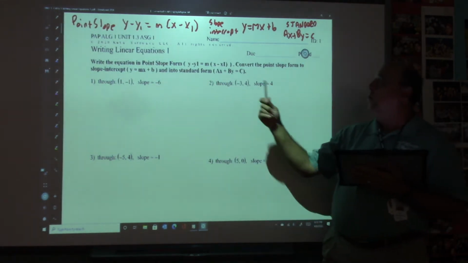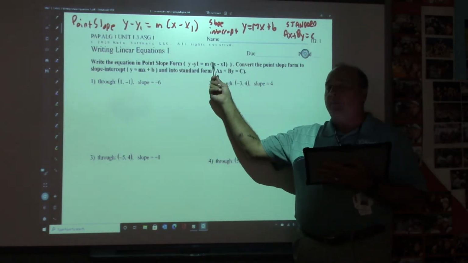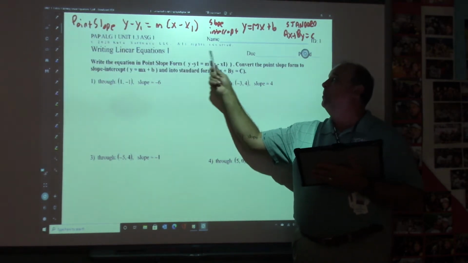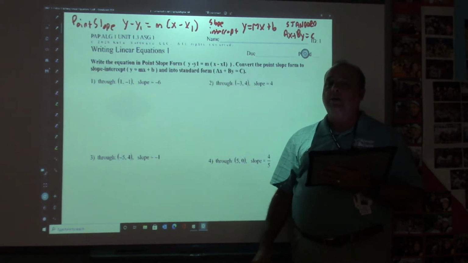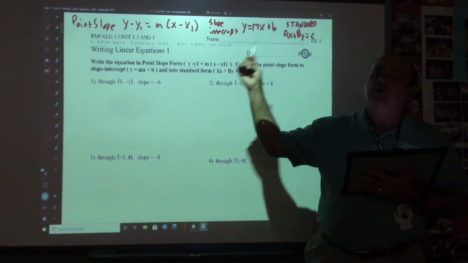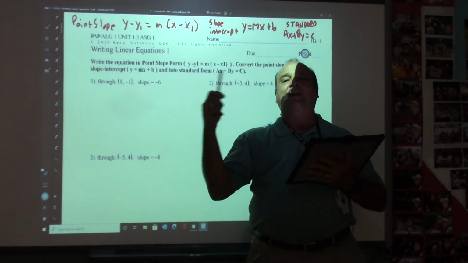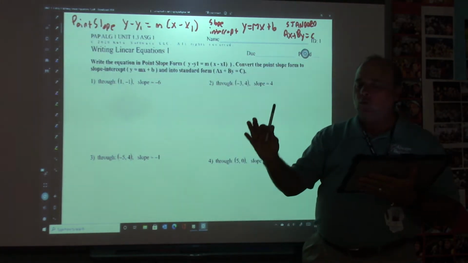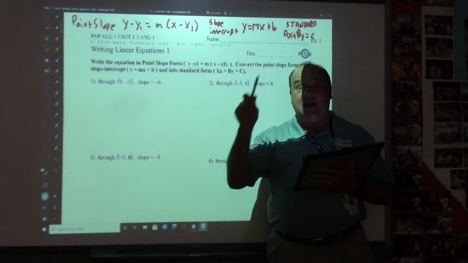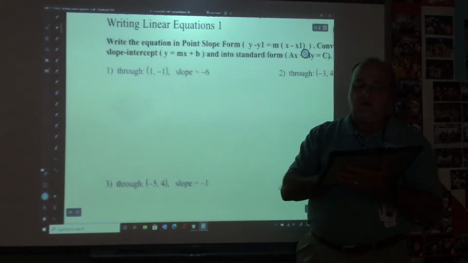So what we're going to do is take it, plug it into point slope, generate slope intercept, and generate standard. This isn't easy. You'll get the hang of this. We're doing this for like 3 days, so don't freak out here. This is not easy. Okay, so let's go to here.